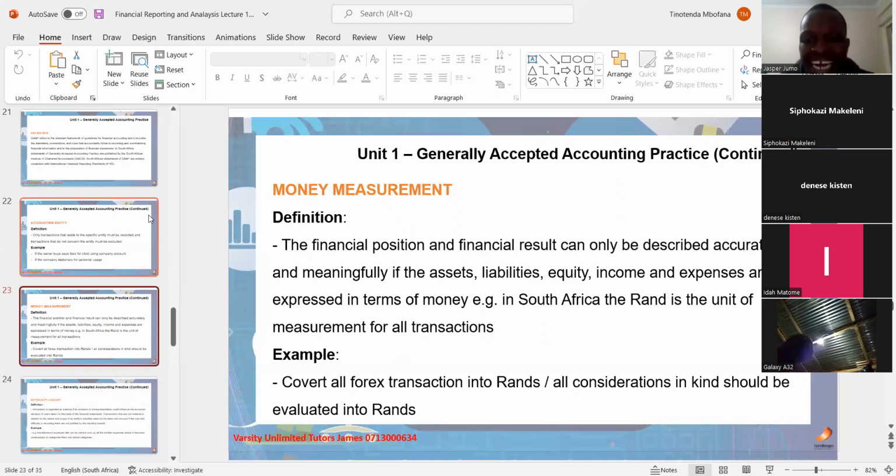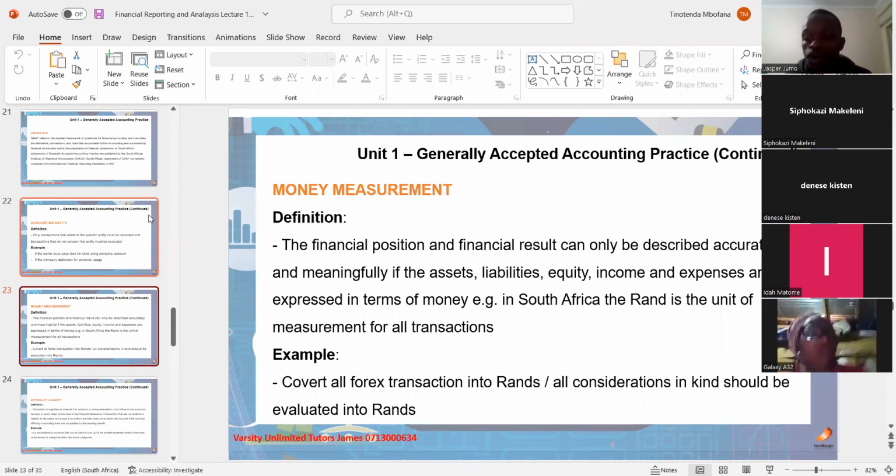Concept number two, money measurement. Right? Money measurement, we are simply saying that when we are doing our financial statements, we are not adding cows and tables and forks and cups and books. We are adding rands. So everything should be in a measurable unit. For example, rands, or if you want, you can use the US dollar, or whatever other currency you want to use, right?